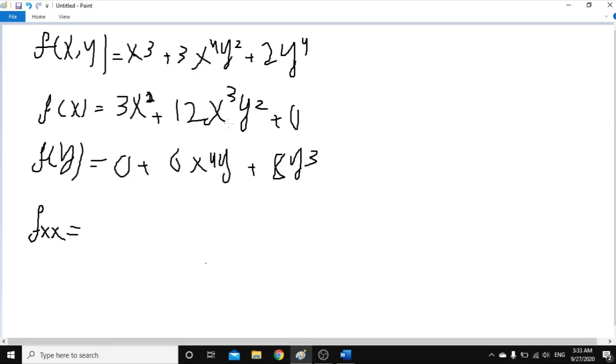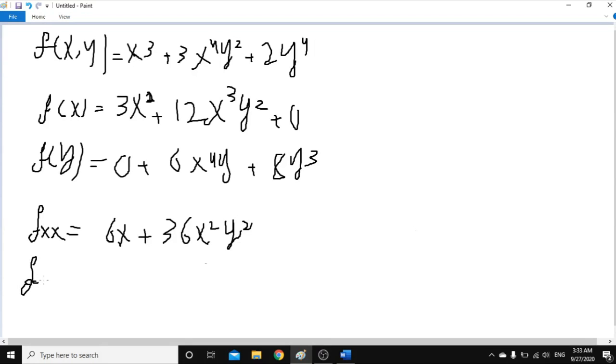So from this equation, we need to make another partial derivative with respect to x again. So 2 times 3, 6, x to the power of 1, 2 minus 1 is 1, plus 12 times 3 is 36 times x, 3 minus 1, 2, y squared plus 0 is 0.